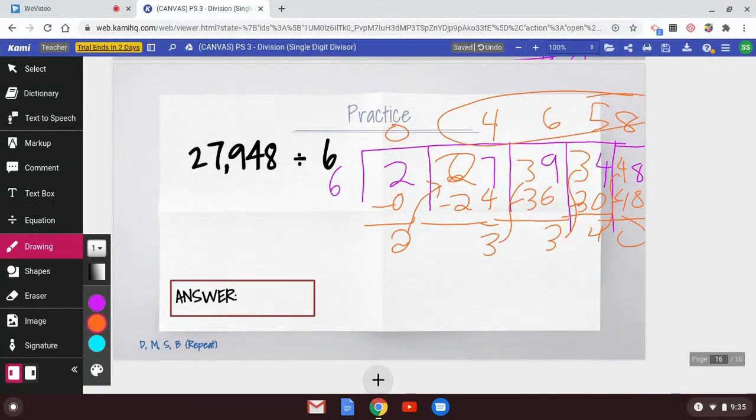So my answer is 4,658. Make sure that you've gone through this whole assignment. You have work showing. You have your answers written in the answer box. Then up here at the top of your screen in the blue bar, click on Submit so that your teacher gets the assignment. Great work today. These are tools that you're going to use for the rest of 6th grade, and I will see you in later lessons.